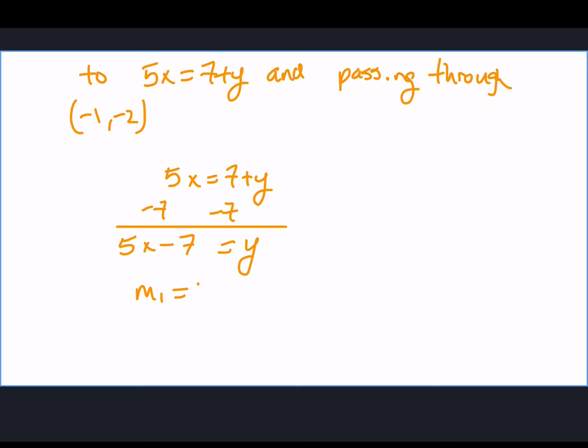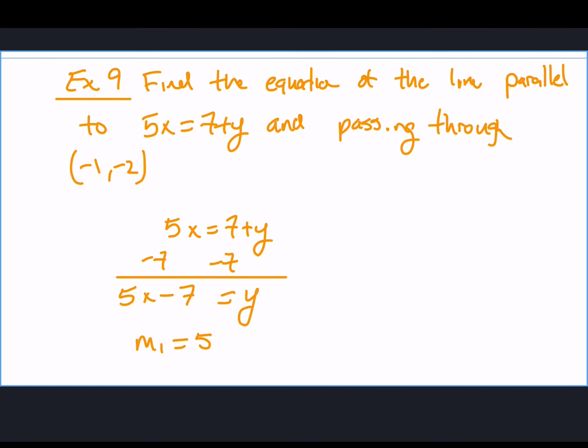Just 5. Okay, so what do we know about the second slope? What do we know about m2?